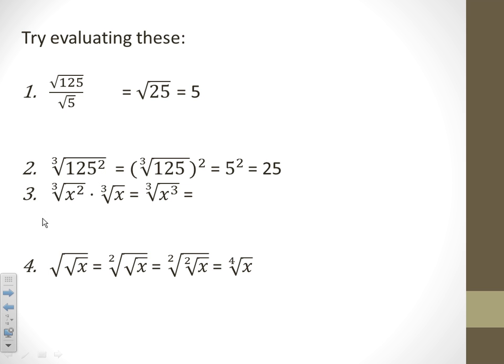Number 3. This one has two cubed roots being multiplied together. You have the cubed root of x squared times the cubed root of x. Since they're both cubed roots, go ahead and multiply them together. What's x squared times x? That's x to the third. So now we have the cubed root of x cubed, and the answer to that, all in all, should be just plain x.